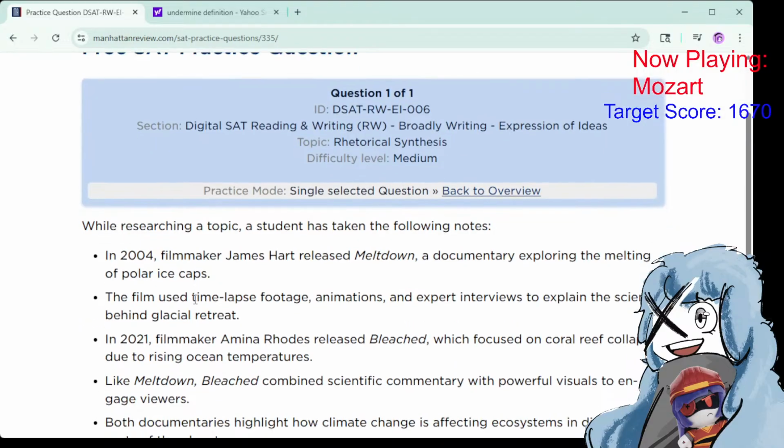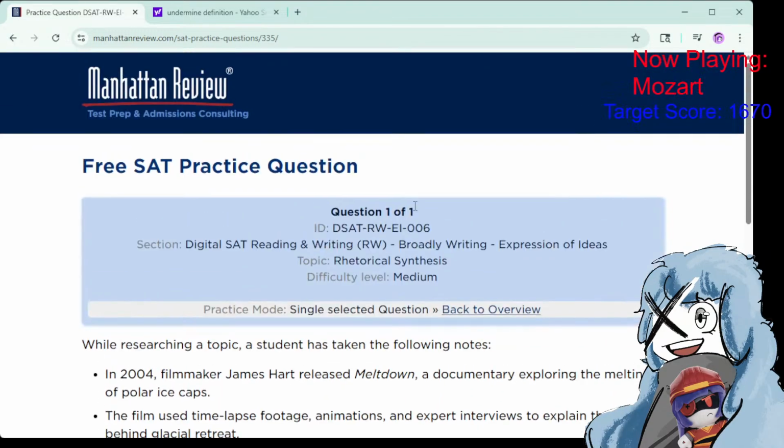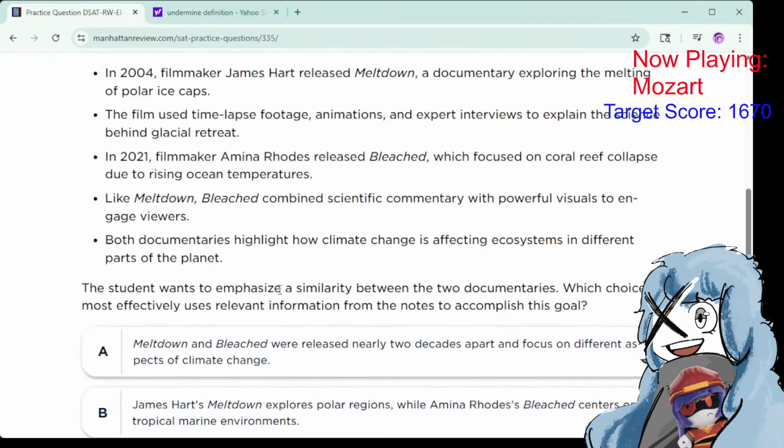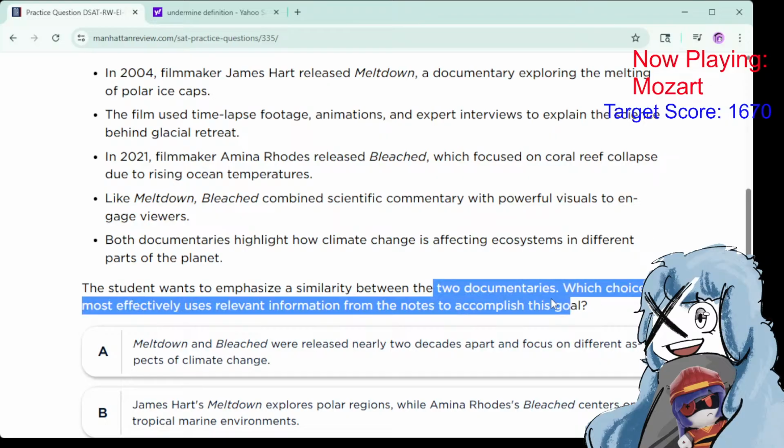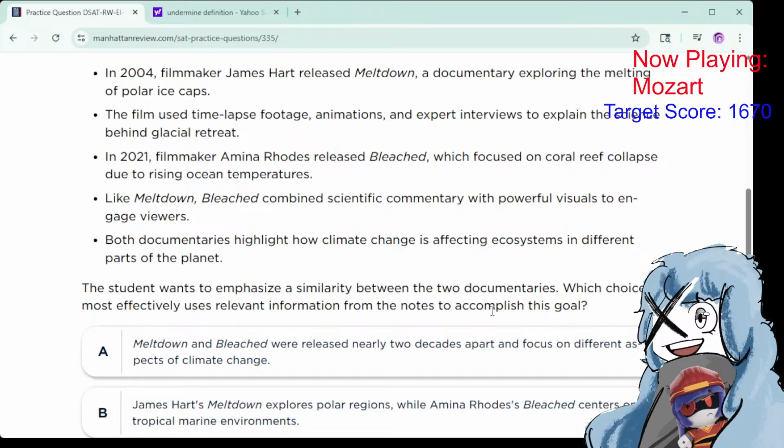Rhetorical synthesis. This one is a medium one. Want to emphasize similarity between the two documents. Which choice will most effectively emphasize similarity between the documents?